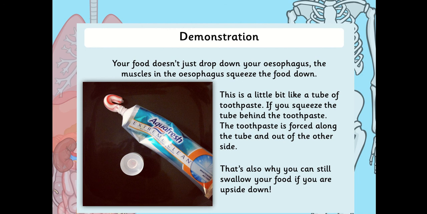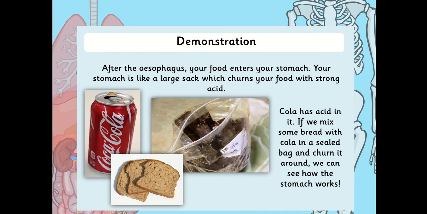So from the esophagus, it goes down into the stomach. After the esophagus, your food enters your stomach. Your stomach is like a large sack which churns your food, and it's got strong acid in. Sometimes you get a bit of indigestion. It feels a bit hot in your chest. That is the acid in your stomach leaking into your esophagus.